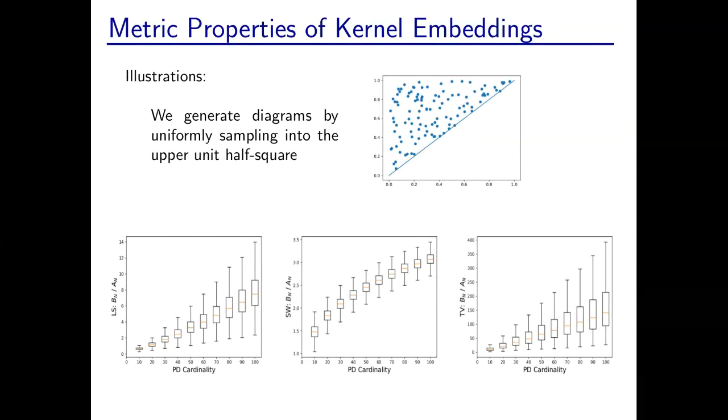You can see from the percentiles that the range of the distribution gets wider, for instance for the landscapes, but also for the third plot. As you add more and more points, you're getting in some sense more and more uncertainty in the distances. It's interesting that for the sliced Wasserstein distance, the range of the distribution actually looks constant, while the median is still increasing. I don't have a clear explanation for this right now, but it's interesting to notice.